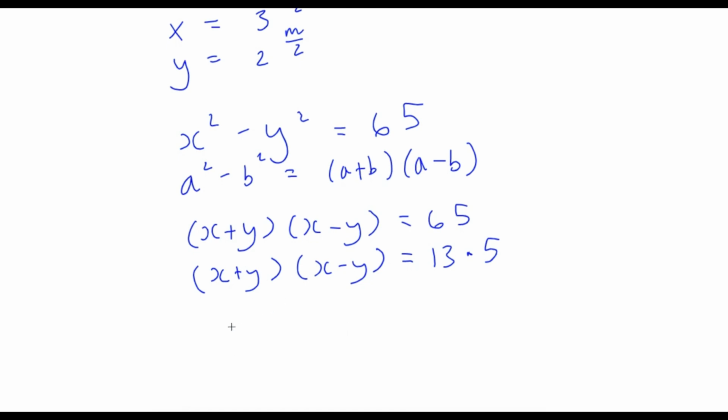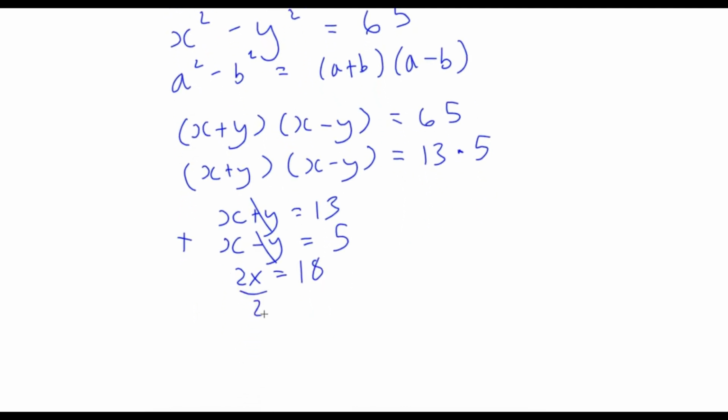Now this can give us two equations. We have x plus y is equal to 13 and x minus y is equal to 5. So this is essentially a system of equations. So if we add these two equations together, we'll cancel these two out, and we get 2x is equal to 13 plus 5 is 18. So now if we divide both sides by 2, these two cancel out, and we are left with x is equal to 18 divided by 2 is 9. So our value for x is 9.